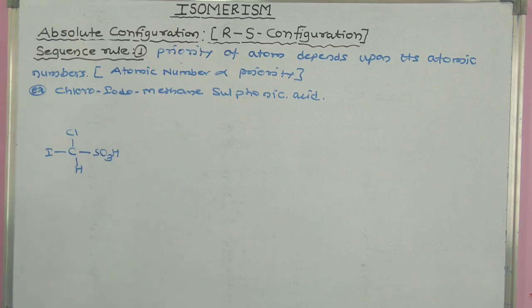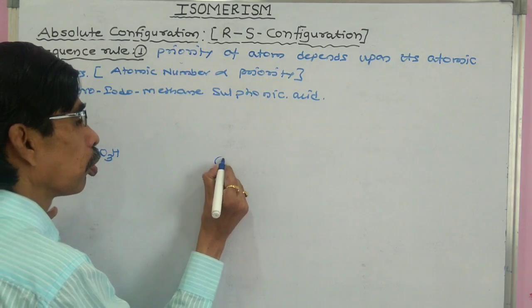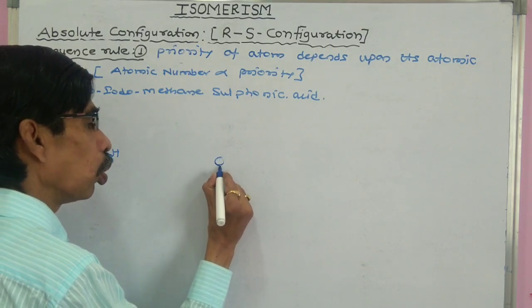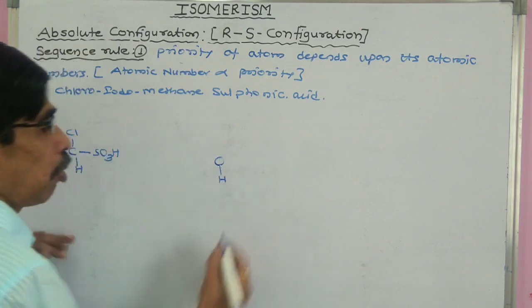Now this molecule we can arrange in the R and S configuration. So this is the carbon atom. The lowest priority atom is away from us.